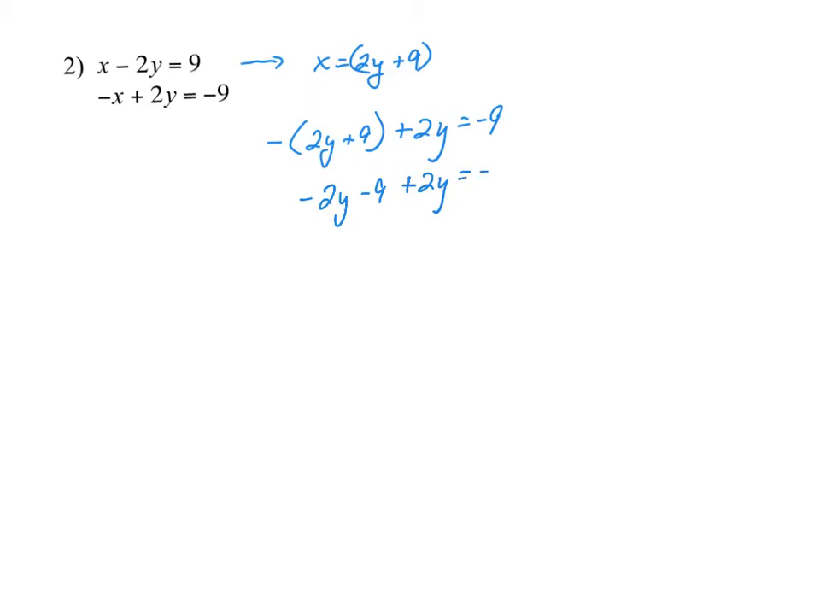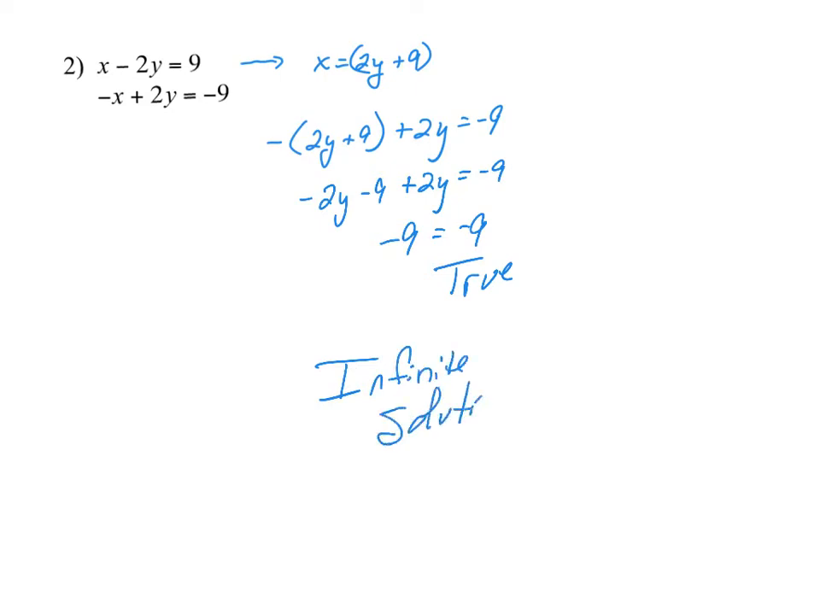Combine like terms. And you'll notice that the variables disappear. So when you don't have variables, you just read it out loud. -9 equals -9. That's a true statement. And when we have true statements, we say that there are infinite solutions. And that is our answer.